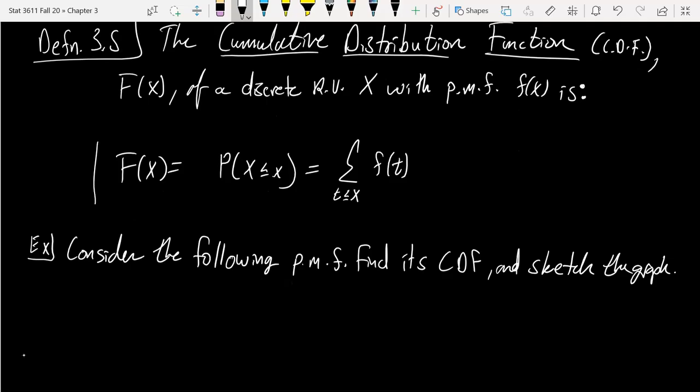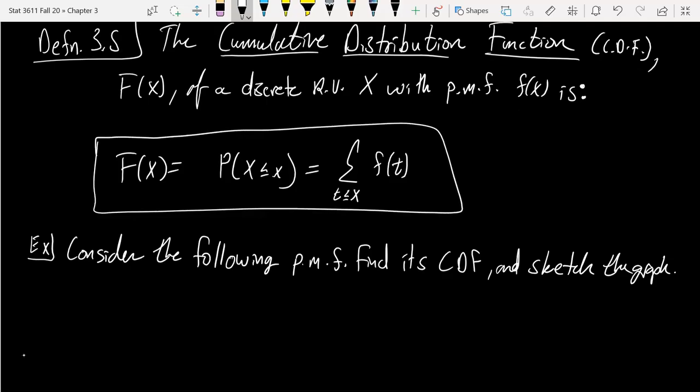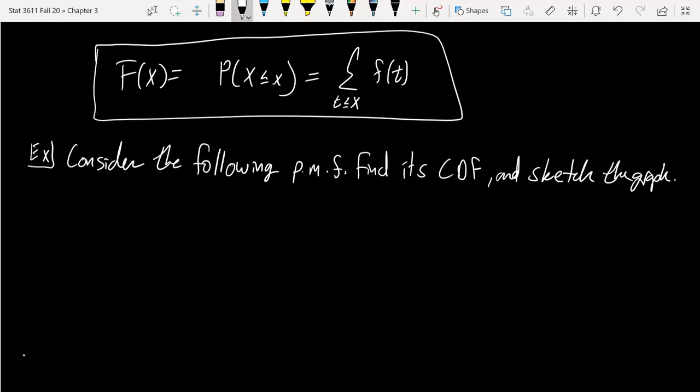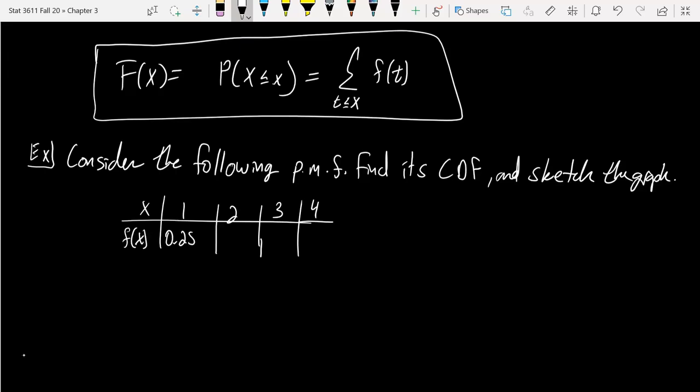All right, so let me put a box around the definition real quick. That's what we're going to work with. And then here's the PMF that we're going to work with in this problem, little f of x. We got values 1, 2, 3, and 4, so not too many. 0.25, there's a 50% chance that X takes on the value 2, 0.125, that's an eighth, and 0.125 that X takes on the value 4 as well.